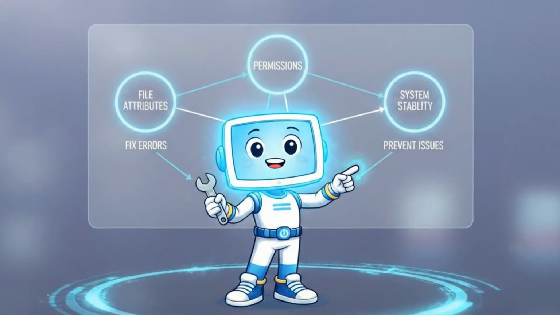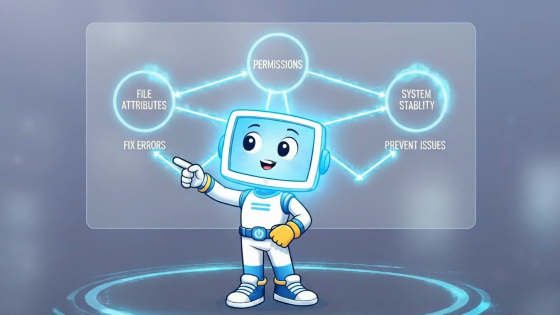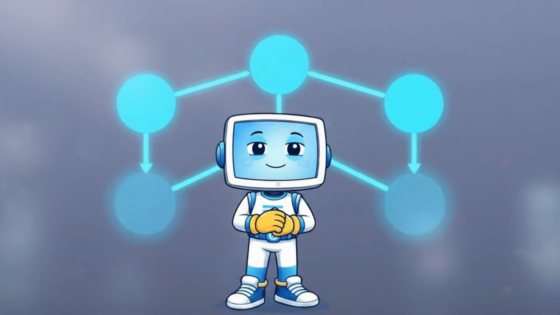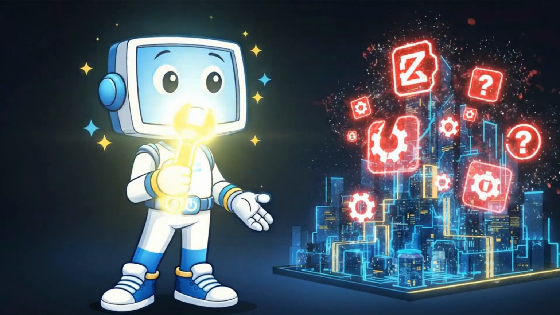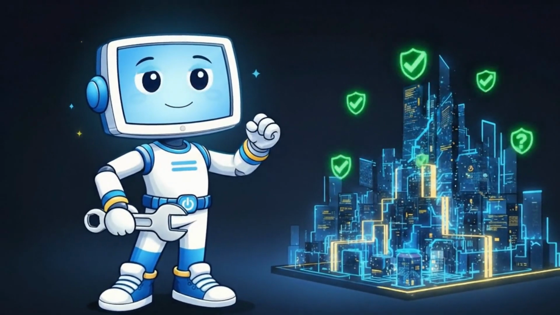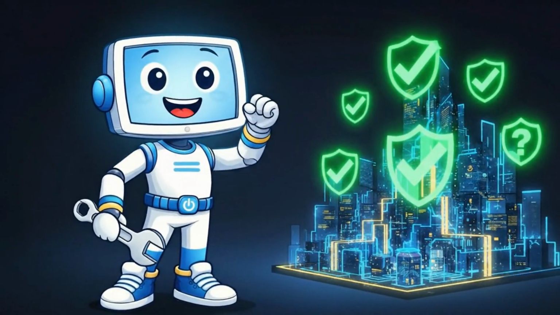This demonstrates how understanding file attributes and permissions not only helps fix errors but also equips you to prevent similar issues in the future. By learning the technical reasons behind these errors, you are no longer reacting to problems blindly, you are proactively managing your system.